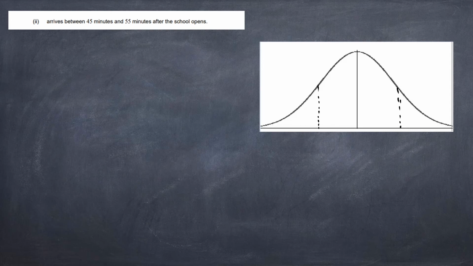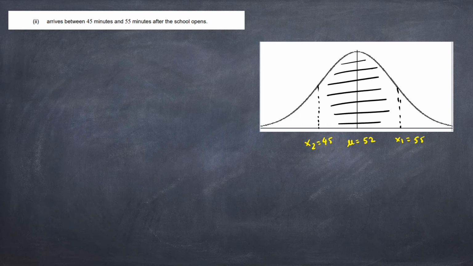So as you can see here, we have x2 equals 45, x1 equals 55, and mu, the mean, equals 52. Now the thing you need to know is that we only need to find this shaded region area, which is between 45 and 55. So for that, we will calculate it in this way.